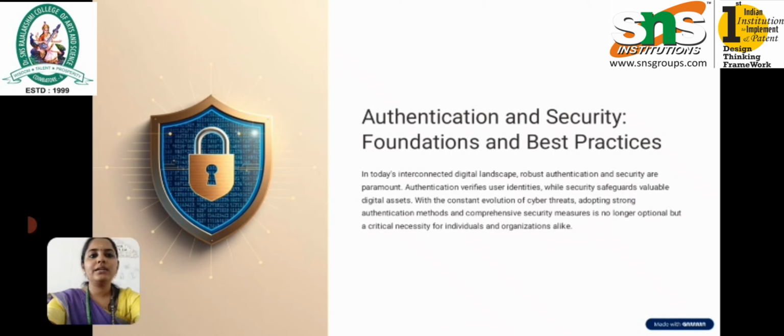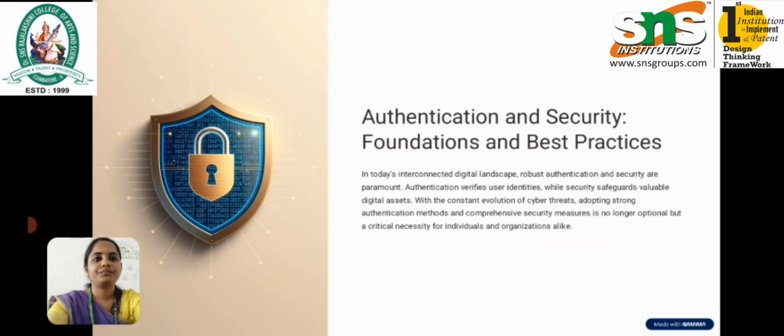When it comes to the interconnected devices landscape, robust authentication and security are paramount. Authentication verifies user identity, while security safeguards the value of digital assets. With the constant evolution of cybersecurity and cyber threats, adopting strong authentication methods and comprehensive security measures is no longer optional but a critical necessity for individuals and organizations, as we will see in the future, we will see in the past.